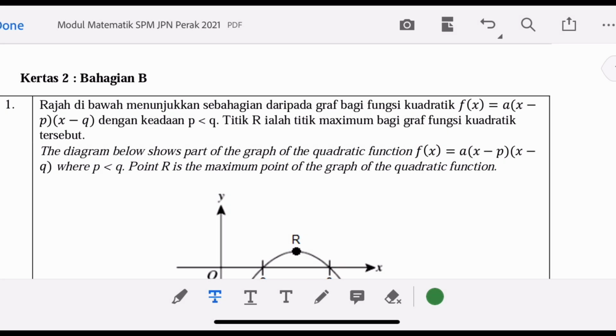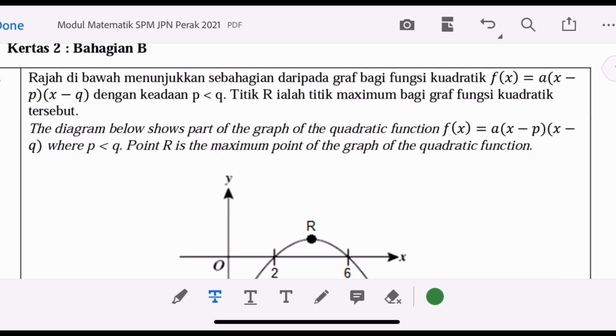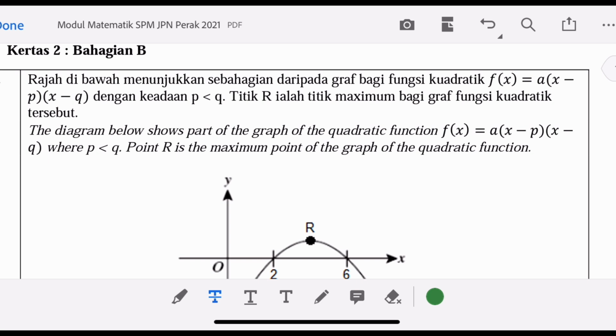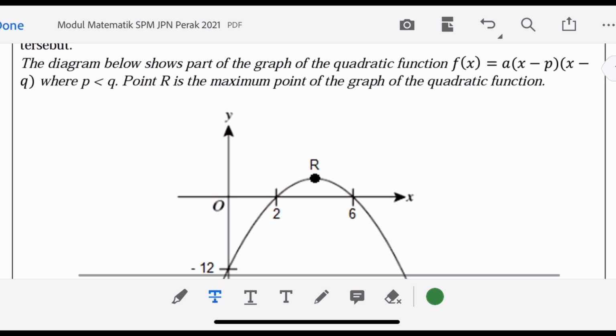Form 4 students. Today I would like to share with you Section B of the SPM exam for quadratic function for the new format of the SPM exam starting SPM 2021 onwards. Some of you might wonder how the Section B question looks like. So maybe the question will be something like this.